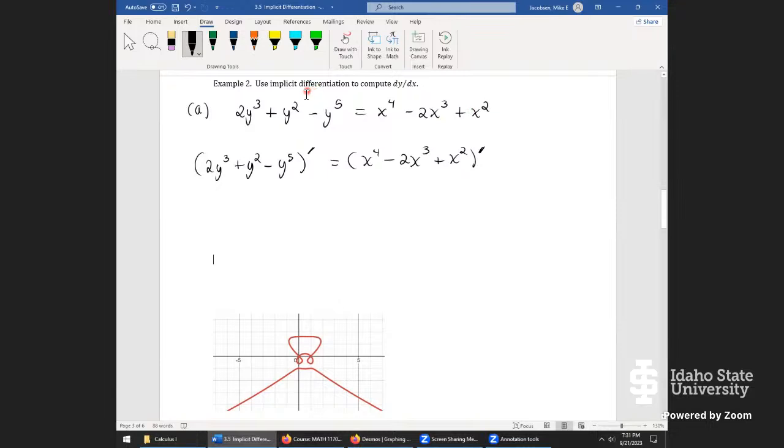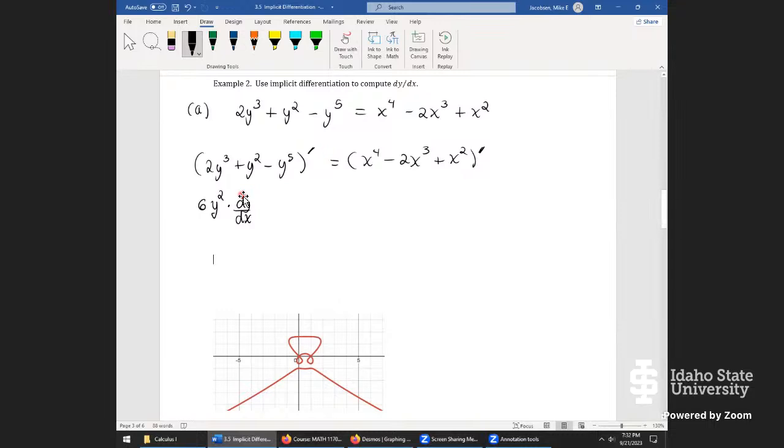Now, the warning is if you're using implicit differentiation and y is a function of x, like in this case, every single time you differentiate y, there will be a dy dx that comes out, or a y prime if you're using prime notation. So right off of this red dot, the power rule says 3 will come down, multiplying the 2, giving us 6, y to the power of 1 less, so y squared. But y is a function of x, so we have to multiply by the derivative of y through the chain rule. And here it is, dy dx.